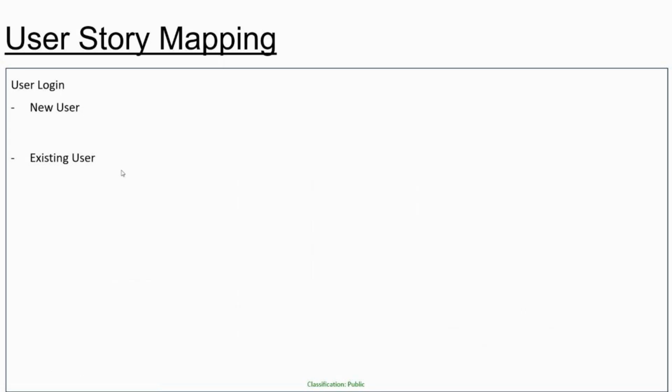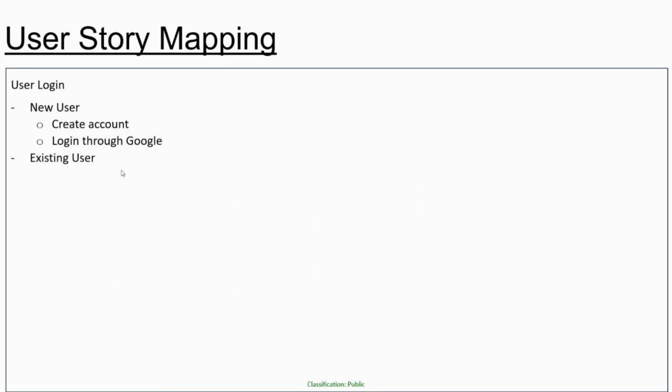Now, what can be the user stories? So here under new user, you can have a couple of user stories, and under existing user, you can have another couple of user stories. So under new user, maybe if I'm a new user, first of all, I have to create an account for myself, right? Without even creating an account, how can I log in? That is not possible, right? So that is one option.